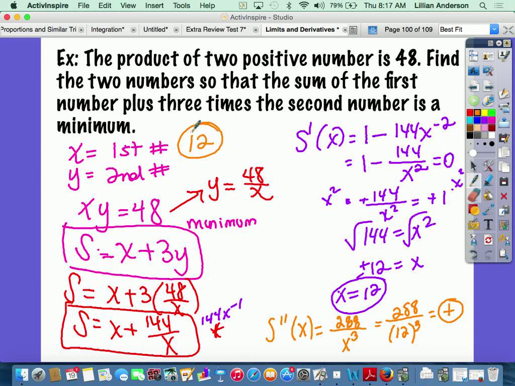To find my second number, to find my y, all I do is plug it back in and find out that y is 4. And there are my two numbers that basically cause this to be a minimum. All right? Let's try the second problem.